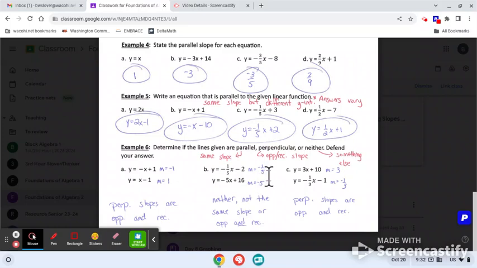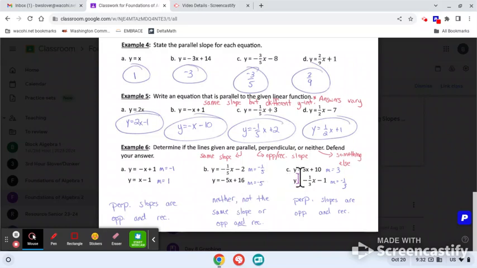Now you may be thinking, Mr. Slover, they are reciprocals. 1/5 and 5 are reciprocals. Yes, I agree. But in order to be perpendicular, it has to be both opposite and reciprocal slopes. You don't get to pick and choose which one you want. It has to be both. Okay, so that's why this one is an example of neither. Those two lines are just two lines that intersect. There's nothing really special about them.